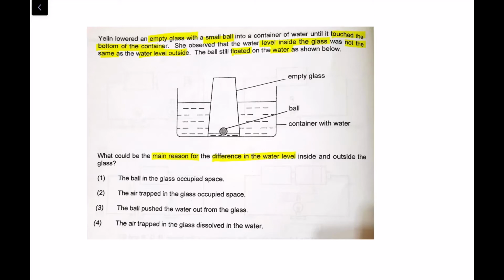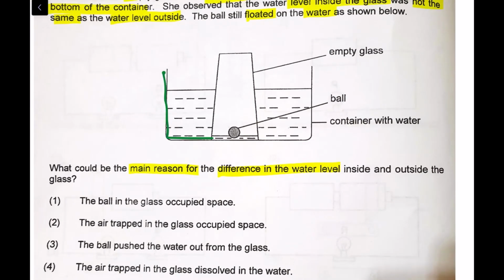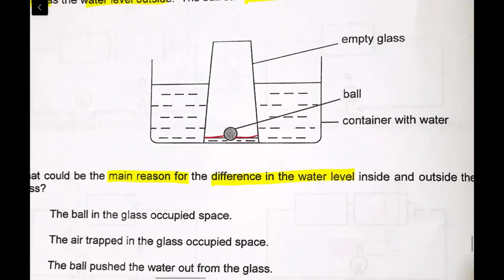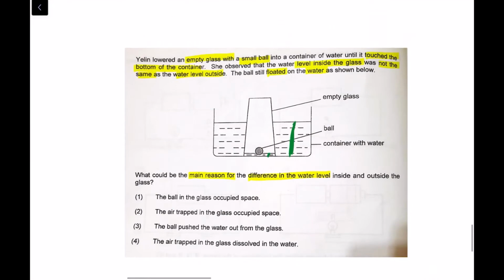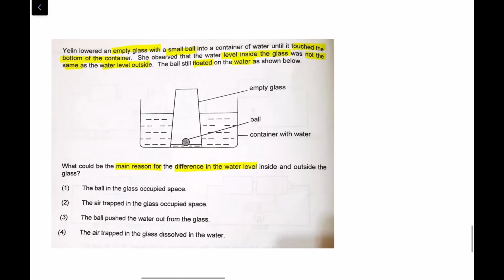Okay, this figure shows that there's a large container on the outside, and inside it you have this glass, and the glass contains a small ball. If you observe, this ball is floating on a thin layer of water. So we have to explain why there's a difference in heights between this layer of water inside and this outside layer of water. This is a fairly simple question, but first we need to understand some key concepts.